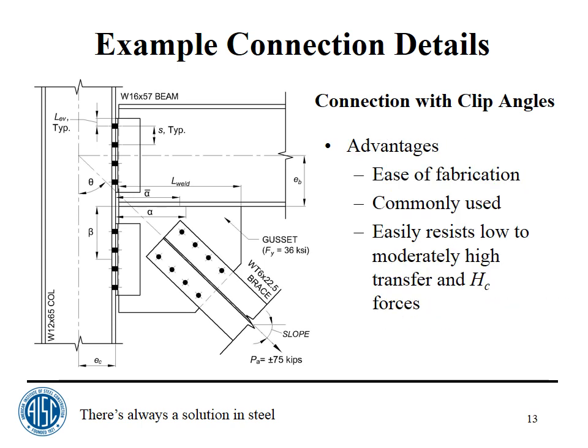What are the advantages of this type of connection? Well, ease of fabrication. It's commonly used, as I've mentioned, and it easily resists low to moderately high transfer and H sub C forces. Now, the H sub C force is something we talked about either last week or the week before. It's actually the horizontal component of force between the gusset and the column and between the beam and the column.